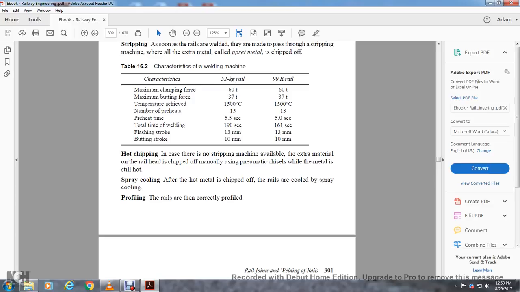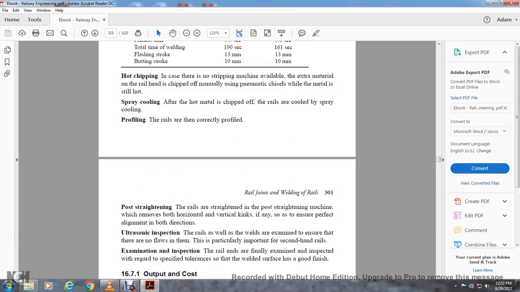Stripping: in this case, no stripping machine is available. The extra material on the rail head is chipped off manually using pneumatic chisels while the metal is still hot. Spray cooling: after the hot metal is chipped off, the rails are cooled by spray cooling. Profiling: the rails are then correctly profiled. Post-straightening: the rails are straightened with the post-straightening machine, which removes both horizontal and vertical kinks and ensures perfect alignment in both directions.